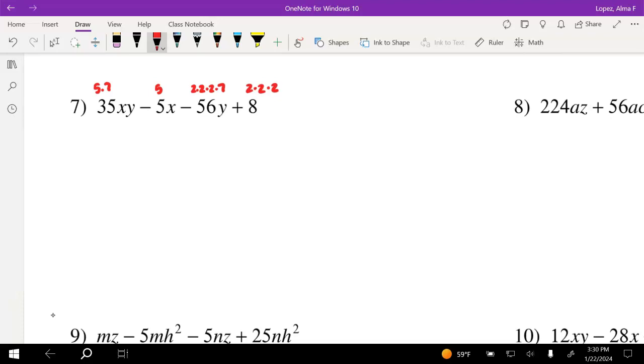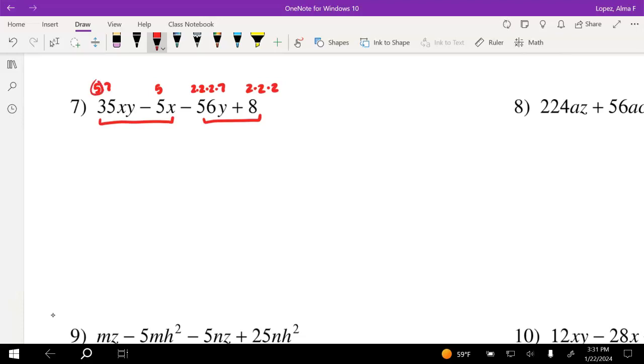Now let's get started. I noticed that number-wise, they don't have anything in common all the way across, and they don't all have x's and y's, so this actually doesn't have a greatest common factor, so I'm going to go ahead and group it. And again, how do we know that we're going to use grouping? We see that there are 4 terms. I'm going to put the first 2 terms together and the second 2 terms together.